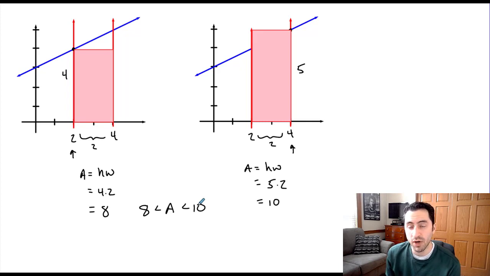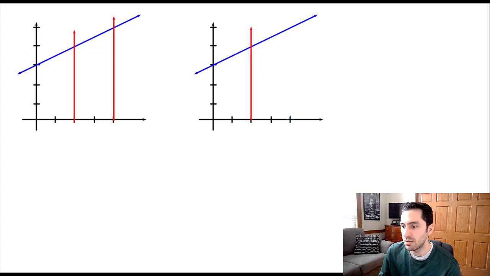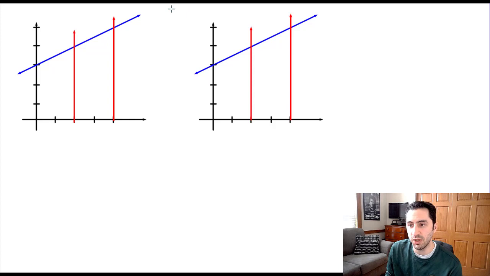Now, if I use more rectangles, I can get an even better approximation. So why don't we double the number of rectangles we use, and let's go up to using 2 rectangles. We're going to look at the same interval from 2 to 4, and we're going to do the same thing. We have 2 options. We can use the leftmost points, or we can use the rightmost points.